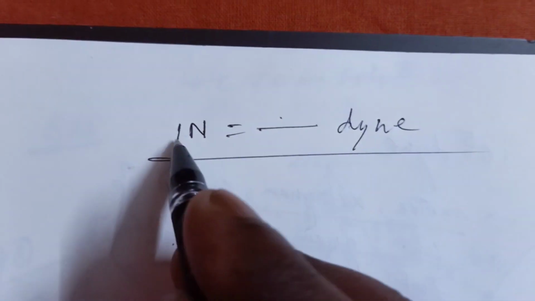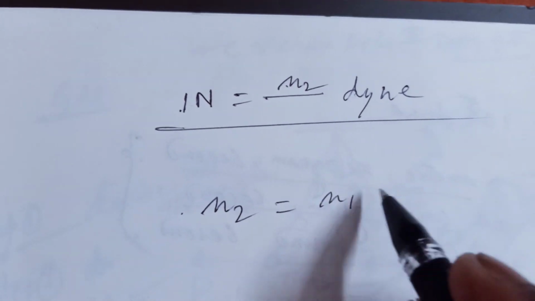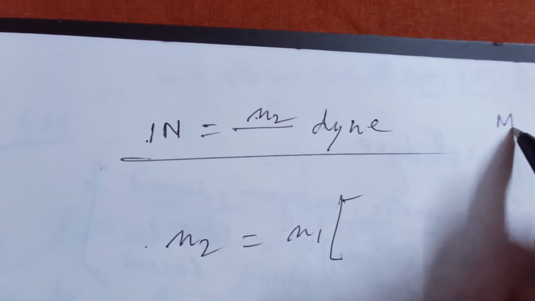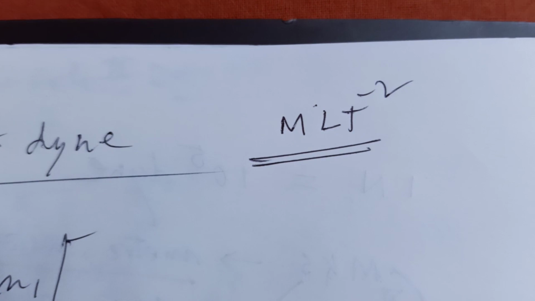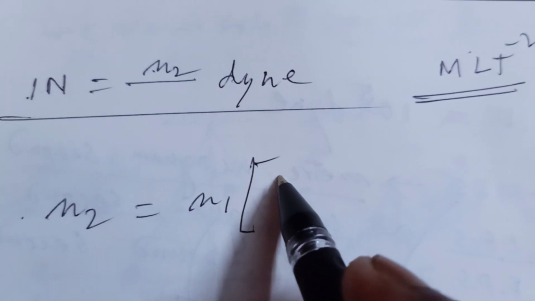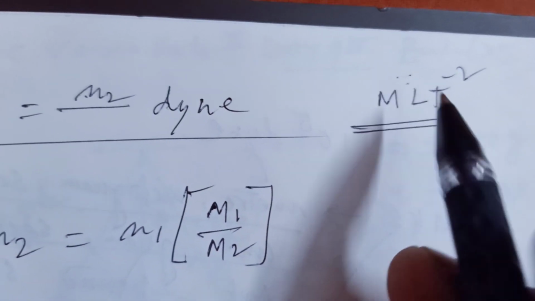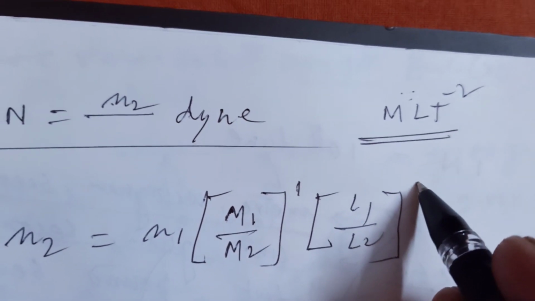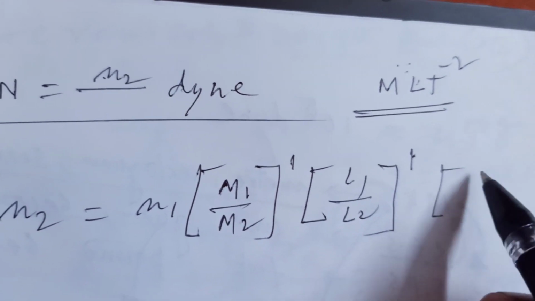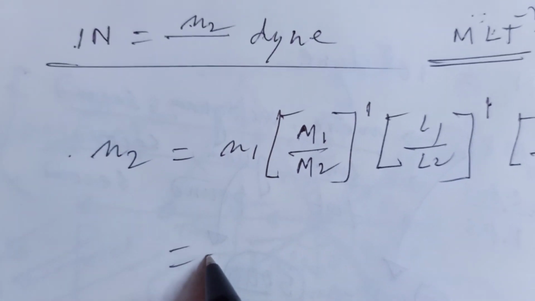So if this is the numeric value n2, then n2 equals n1 times the dimensional ratios. This is force, so the dimension is MLT minus 2. You have to write first of all what the dimension is. Then n2 equals n1, and here (M1 by M2) to the power of 1, and next (L1 by L2) to the power of 1, and (T1 by T2) to the power of minus 2.